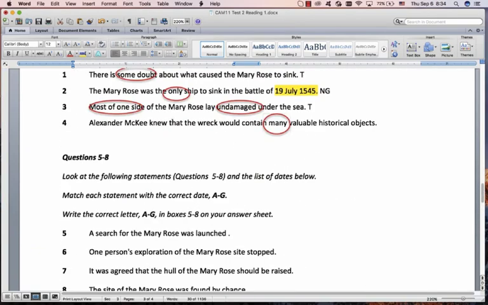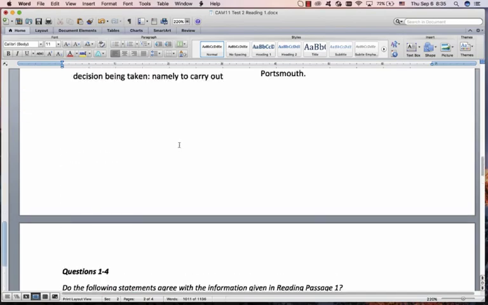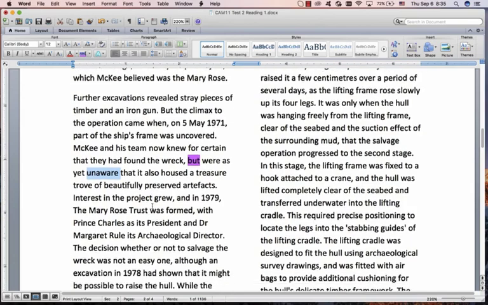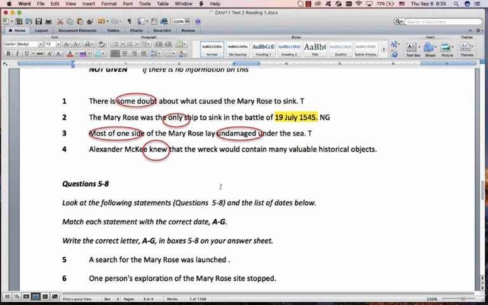So they're not actually testing many. It turns out that they're testing this word. So I was wrong there. That should have been there. Did he know that it would contain many artifacts, or did he not know? If you saw that, then the answer becomes quite clear if you found the correct sentence. There's the but. The but introduces the important part of the sentence, and there is unaware, not know. They didn't know that it had all of these historical objects. So what they're doing there is just comparing unaware with knew, and they're different. So therefore that must be false.